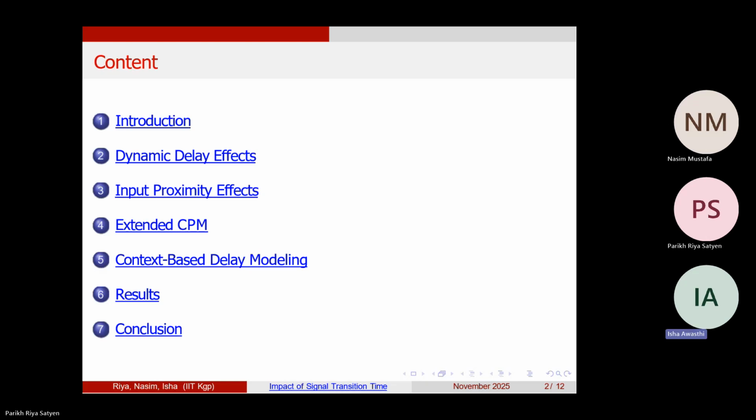Here is a quick overview of what we will be covering. I'll begin with the introduction followed by dynamic delay effects. We will then discuss input proximity effects, the extended critical path method, and context based delay modeling. After that, we will move on to the results and finally the conclusion. As I mentioned, Naseem and Ria will continue the presentation after my part and explain the later sections in detail.